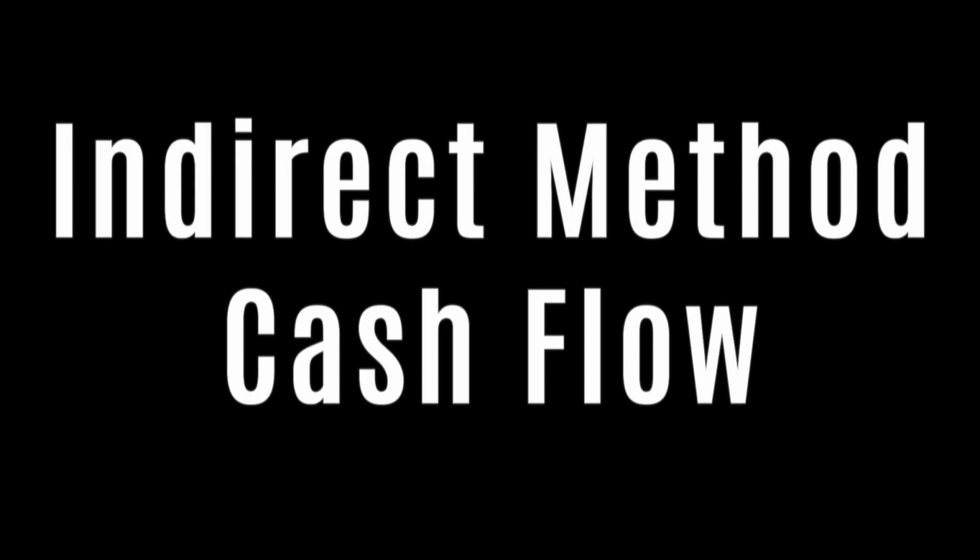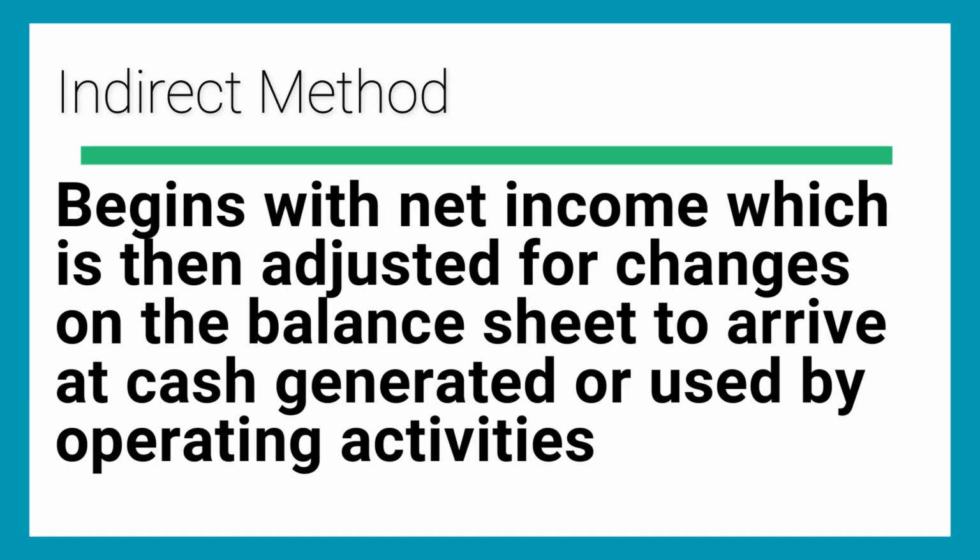All right, the indirect method. This is where we're going to start with net income, and then we're going to make adjustments related to the balance sheet, ultimately to get operating cash flow. GAAP actually prefers that you use the direct method, but I've honestly seen the indirect method used more, and it's a little bit easier to pull together because you're just grabbing the changes off the balance sheet, and you'll see that in the operating section that we're going to go over.